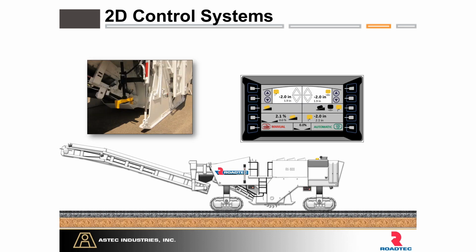Next, we'll define what we mean with grade and slope control systems, because these can vary pretty drastically. The most basic would be your 2D control system that you see on most machines out in the field. And 2D control systems are using sensors, either wire rope sensors on the end gates on the older machines, and newer machines will have sensors in the hydraulic cylinder that lifts and lowers the end gates.